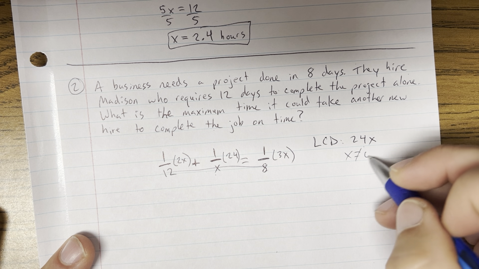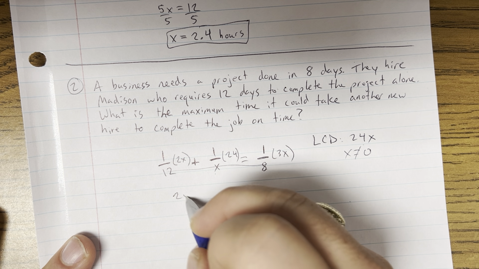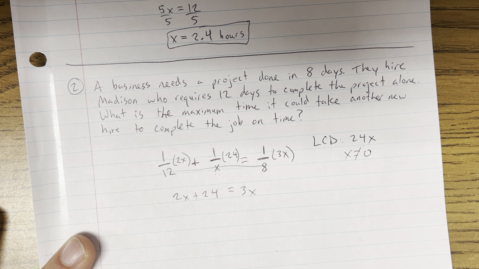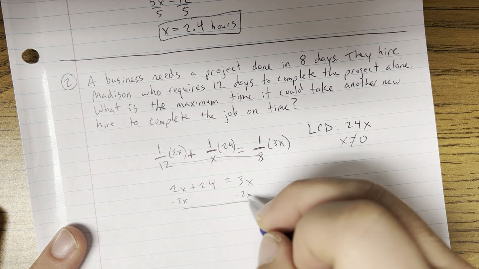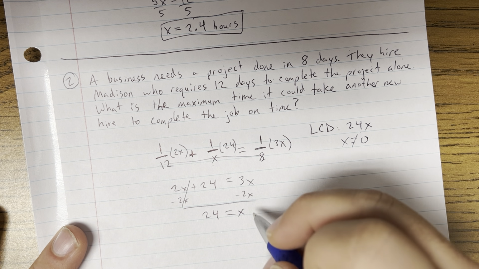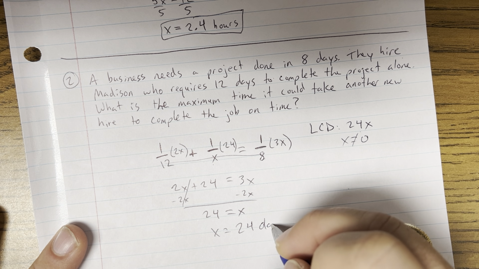X can't be 0, which again wouldn't make sense if it is 0. But we've got 2x plus 24 is equal to 3x. So to get the x by itself, we'll subtract 2x over to this side. And so 24 is equal to x. And so x is equal to 24 days.